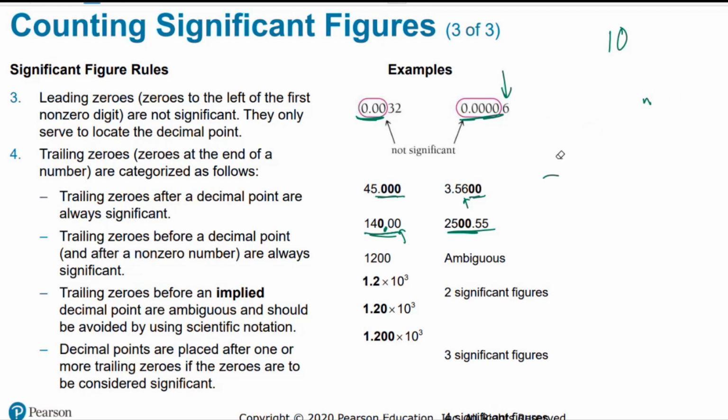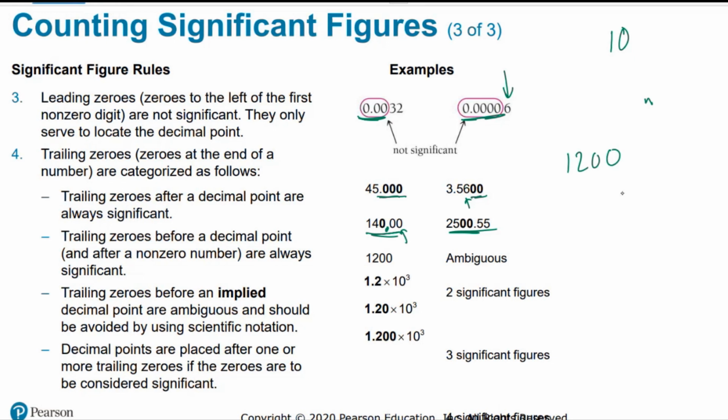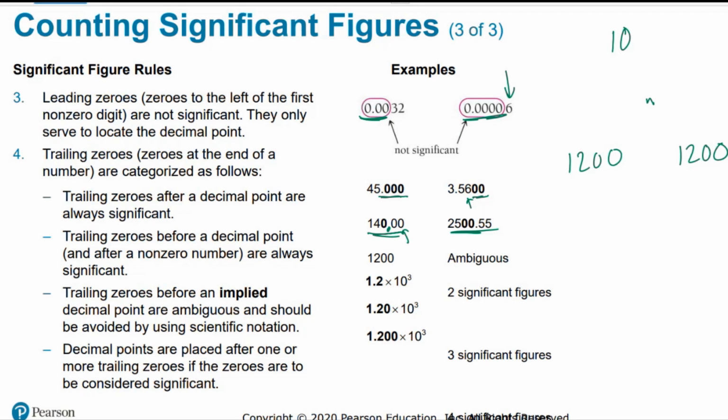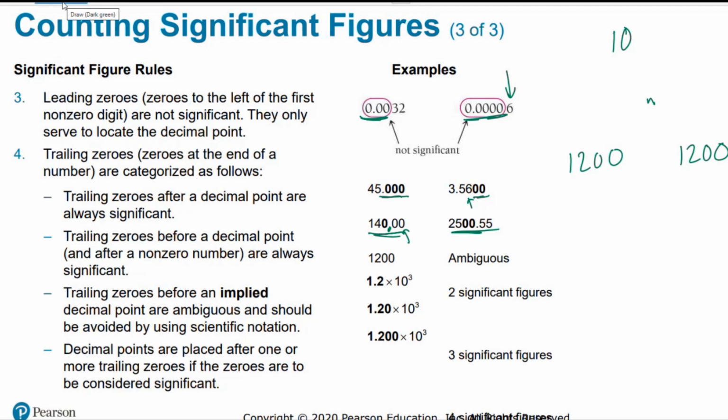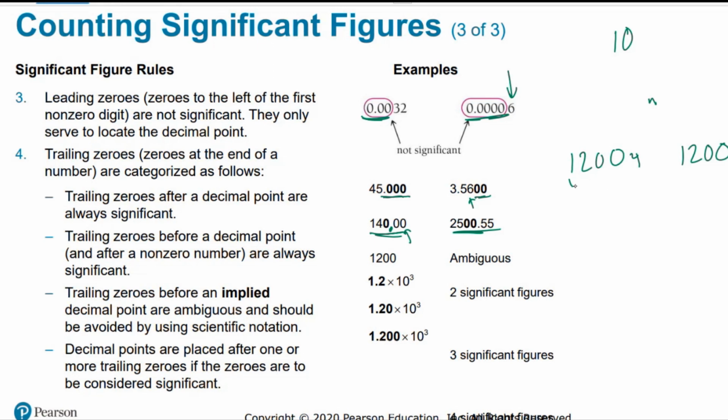So let's look at how that works. Here we have a number 1200. I don't know whether this number means 1200. Some books will actually report a decimal point there to mean that I have 4 significant figures. So what I'm asking here is how many significant figures do I have? How many of these numbers are significant? For 1200, I don't know whether it is 4, meaning all of them are significant.